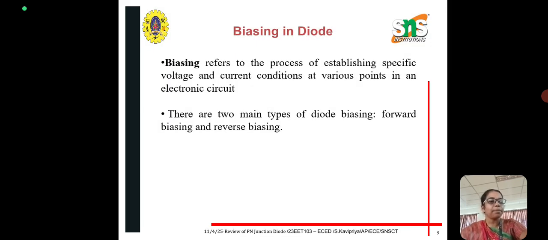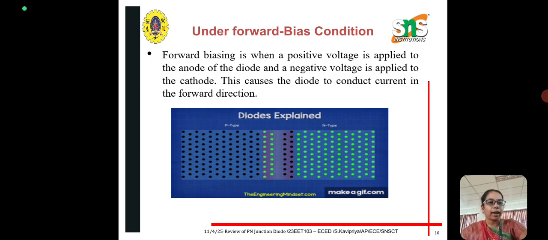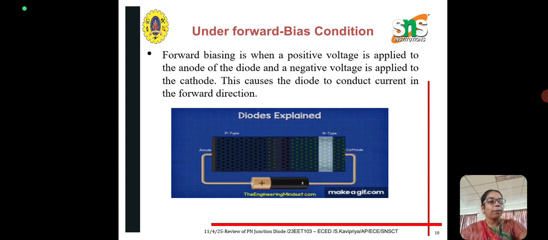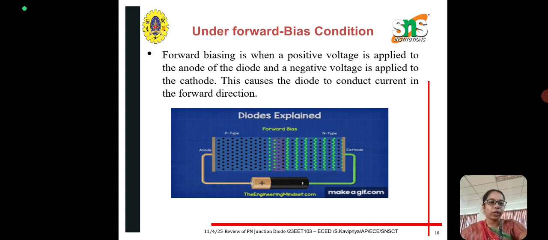And next, what is biasing in a diode? Generally, biasing is nothing but providing a supply voltage for the device for its proper operation. In the case of a diode, we have forward bias and reverse bias. Under forward bias, we connect the positive of the battery to the anode and the negative of the battery to the cathode. Positive to positive, negative to negative connection.